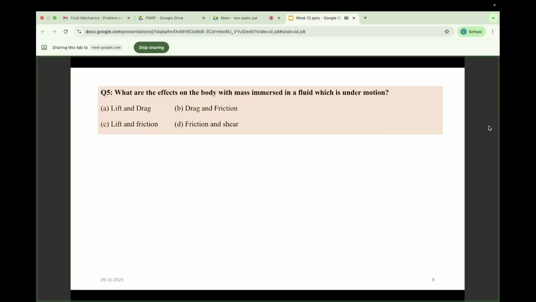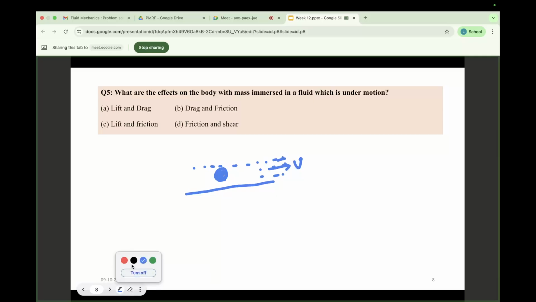Okay, let us check. What are the effects on a body with mass immersed in a fluid which is in motion? Say a moving fluid is there, and in this moving fluid you immerse a body. So two main types of forces will act here. Say this is the fluid and this blue line represents the velocity of the fluid.